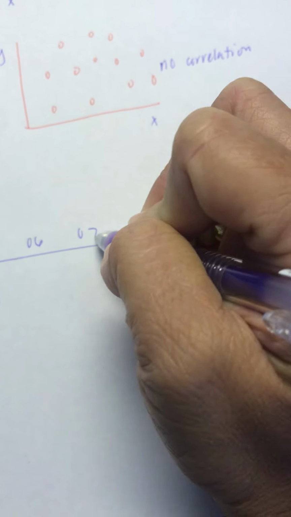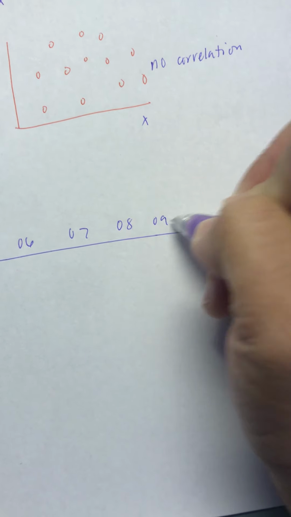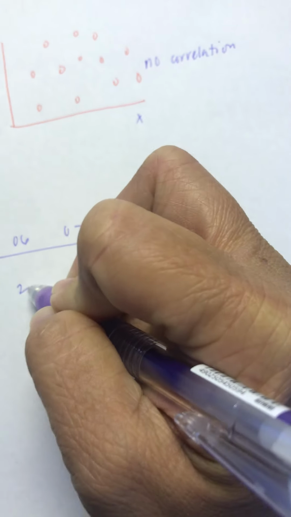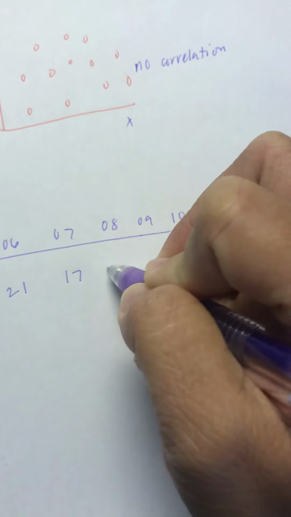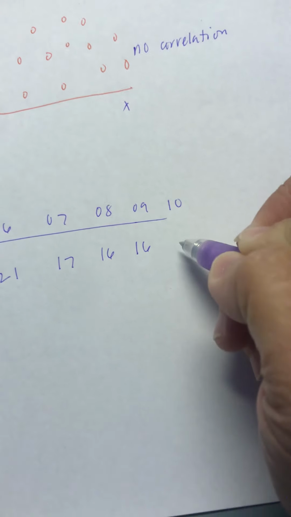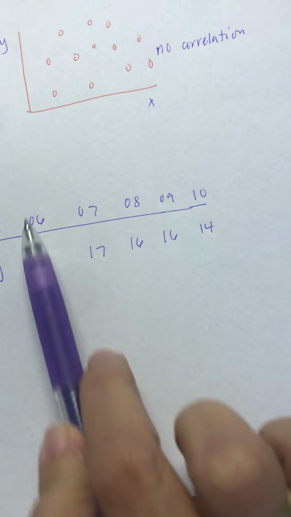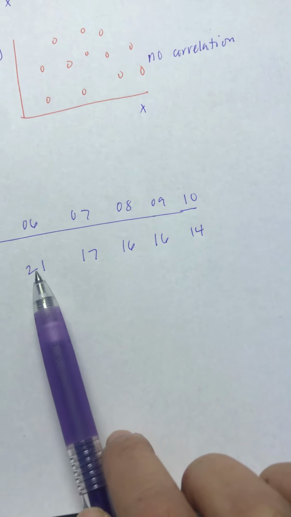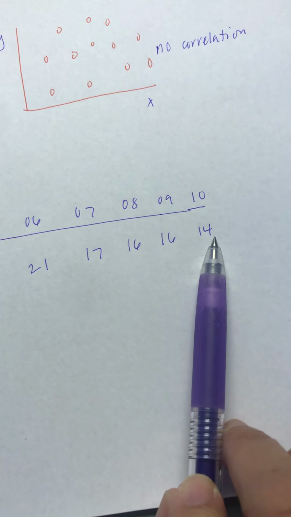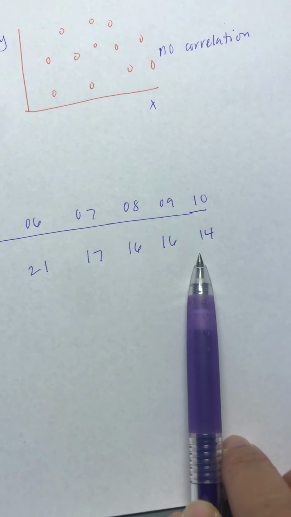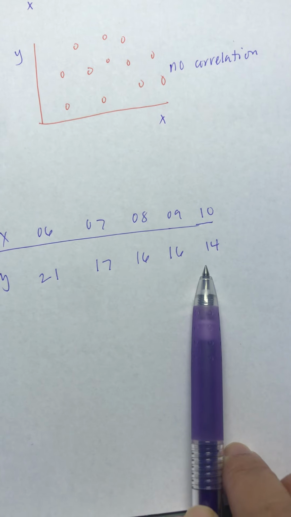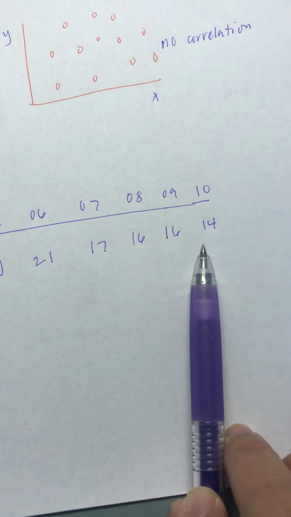So 06, 07, 08, 09, and 10. And your data is 21, 17, 16, 16, and 14. This one is not completely linear. When you plug it in your scatter plot, you will notice that it is somehow decreasing. So if it is somehow decreasing, then you already know that your slope should be negative.